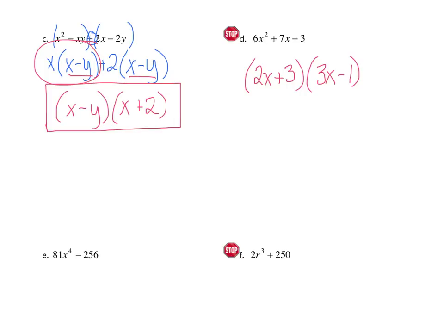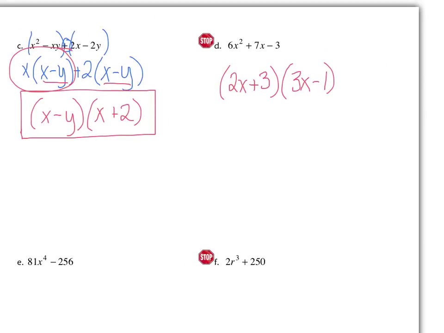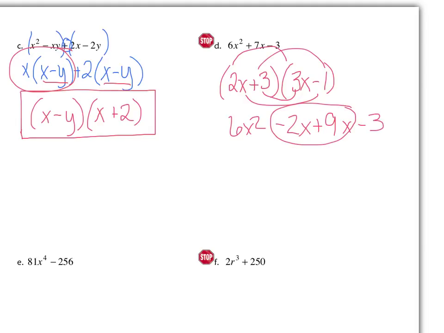If ever you're in doubt, don't forget that when you factor a polynomial, you can always multiply the factors back out and see if you would get the original polynomial. So here, you would do 2x times 3x giving you 6x squared, and then minus 2x plus 9x, and then minus 3. Notice that if you combine these two, you would have plus 7x, so it is the original polynomial. So you could always, always, always check your answer.